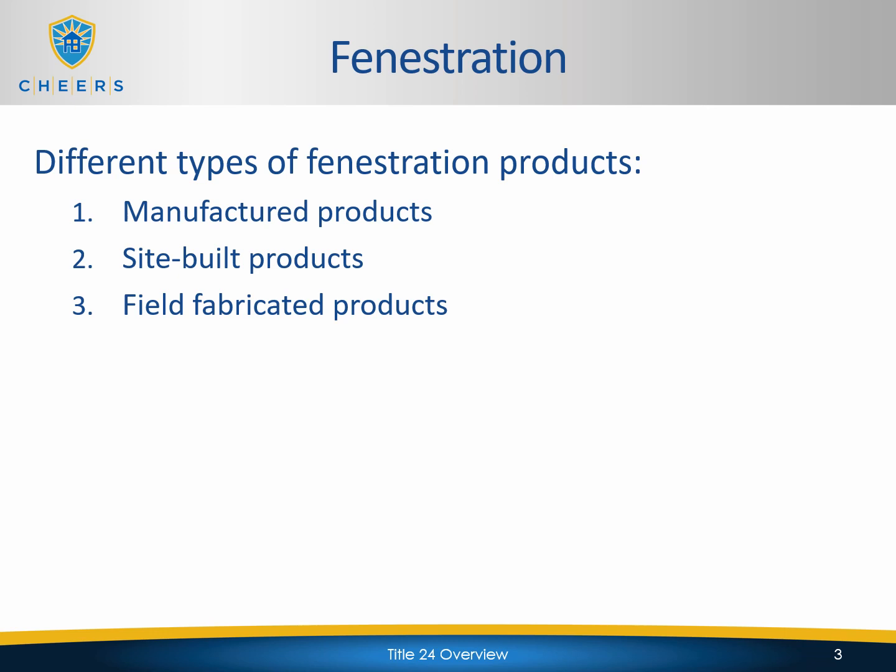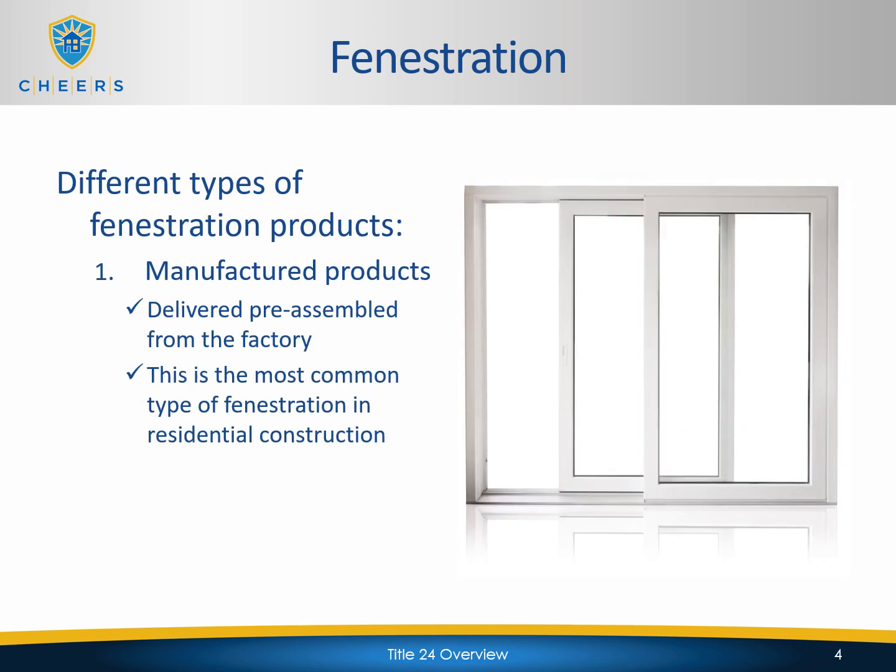So there's different types of fenestration products which we'll mention. It's manufactured products, site-built products, and field fabricated products. The manufactured products are the windows that you're going to see 90% of the time in residential construction. So they're delivered pre-assembled from the factory. And like I said, this is the most common type of fenestration in residential construction.